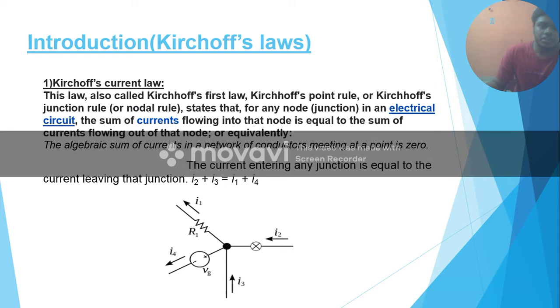It involves some sign conventions. Currents entering the junction are considered positive, and currents moving out of the junction are considered negative. As you can see here, I2 and I3 are moving into the junction, and I1 and I4 move out of the junction. So we write I2 plus I3 is equal to I1 plus I4, or we can write it as I2 plus I3 minus I1 minus I4 equals 0.